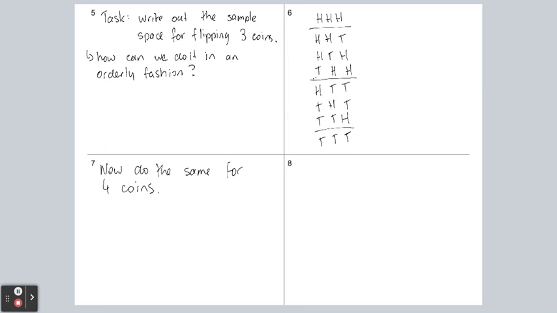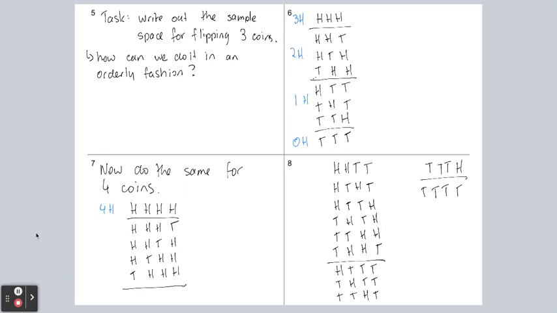We've got more to do after this, but can you please do the same thing for 4 coins? So you can start off with head, head, head, head, and then keep going until you get to tail, tail, tail, tail.